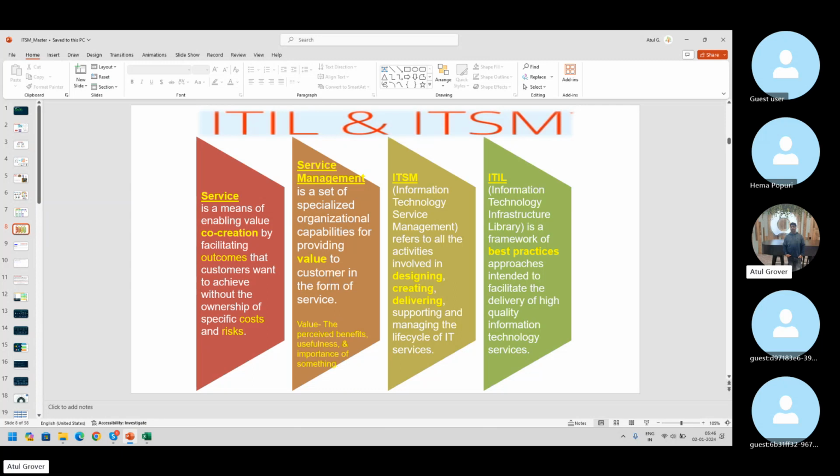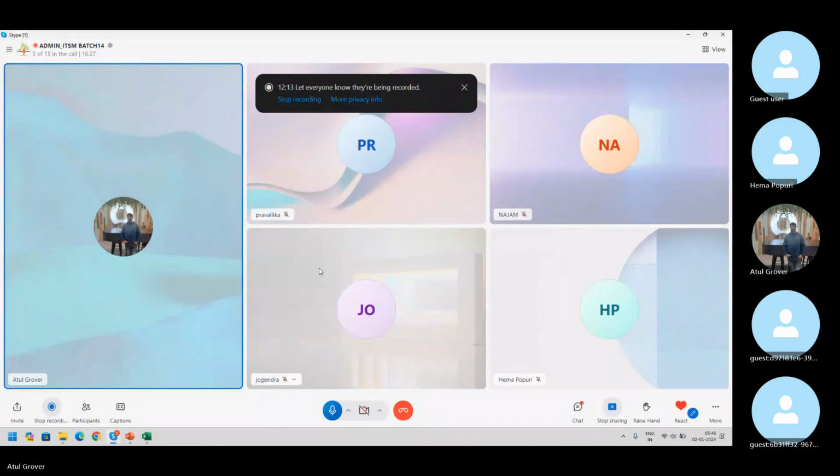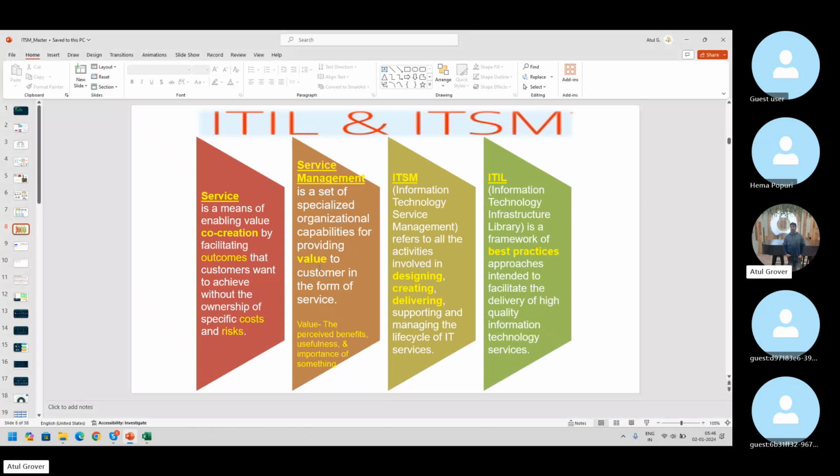And the word value is again there. Maybe if you say, Atul, we want to learn some other product or service now. Can you teach us? Sorry, I'm not an expert in that. Can you refer us to some expert? This is the guy you can go and talk to. Why? Because I know that this guy is specialized in that particular part. This is what is called service management.